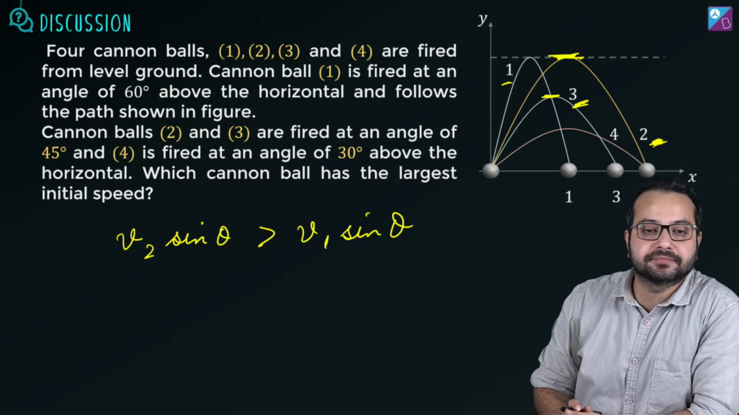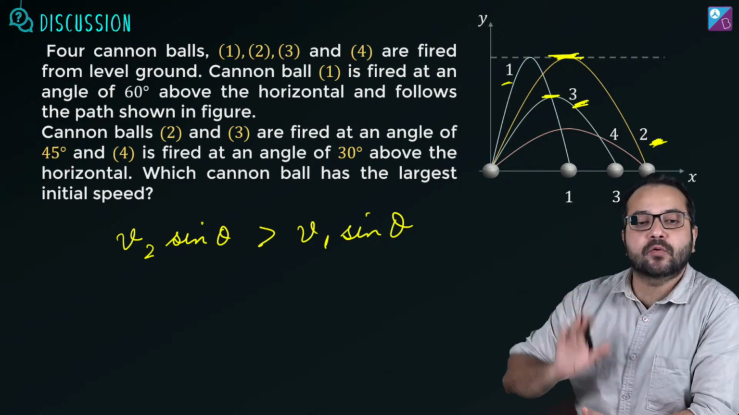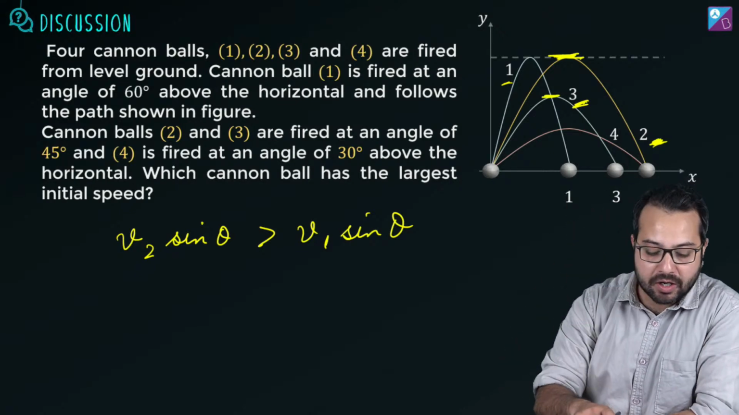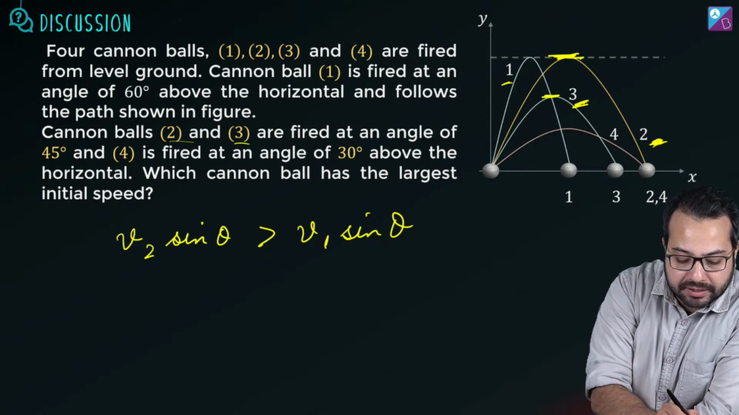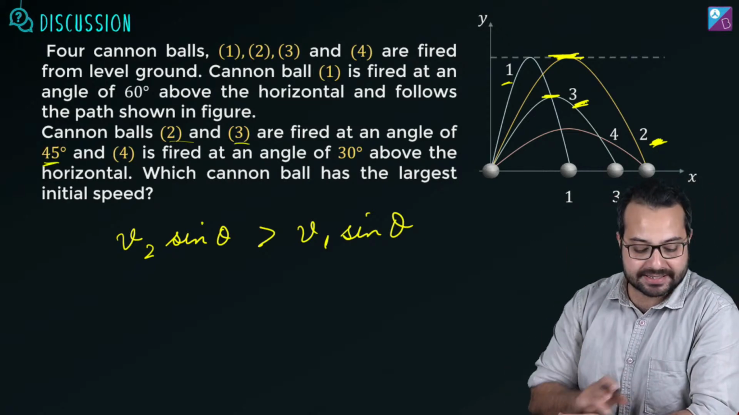Is that correct? Nikita, there is no need to go to the range. If we are comparing 2 and 3, what is common between 2 and 3? The thing common between 2 and 3 is that the theta is same. Okay, their theta is same.